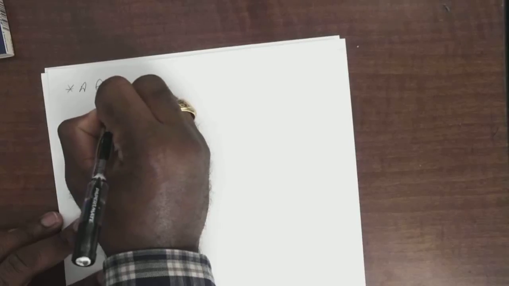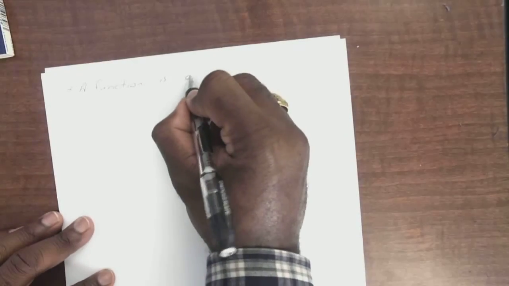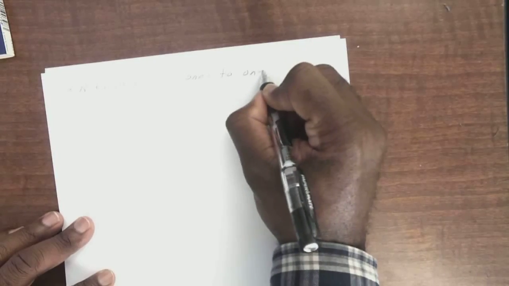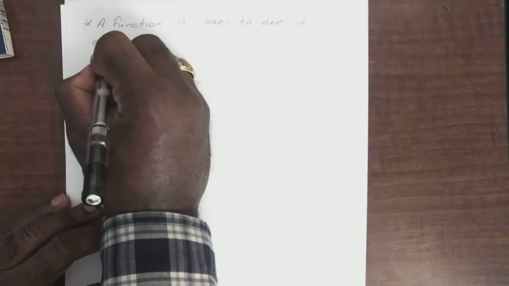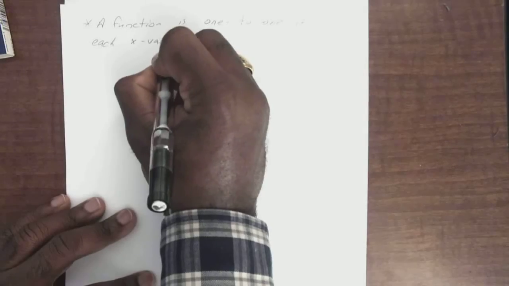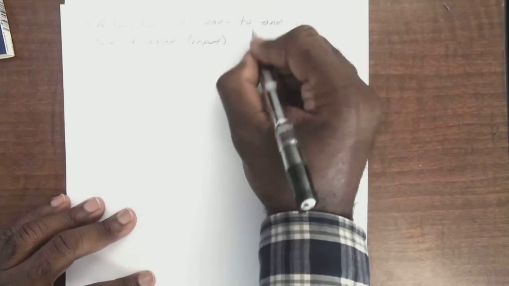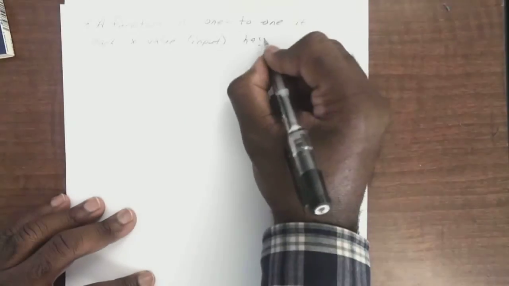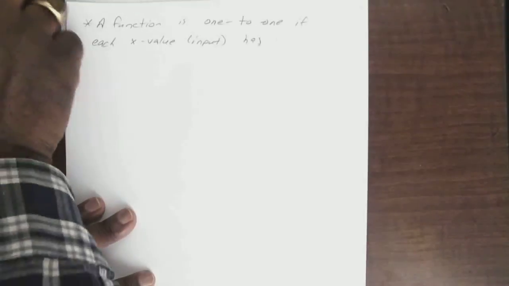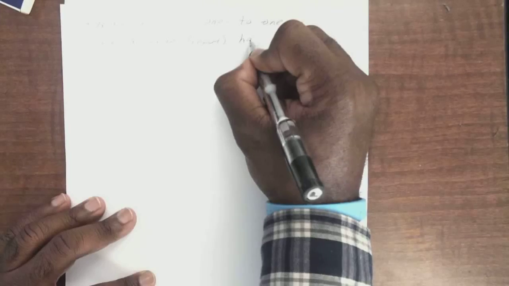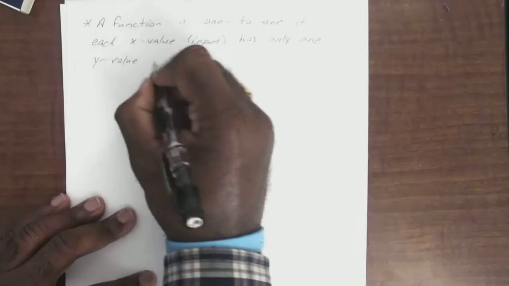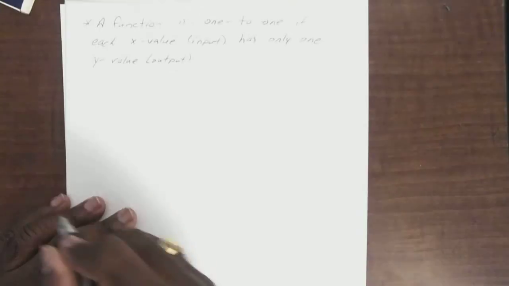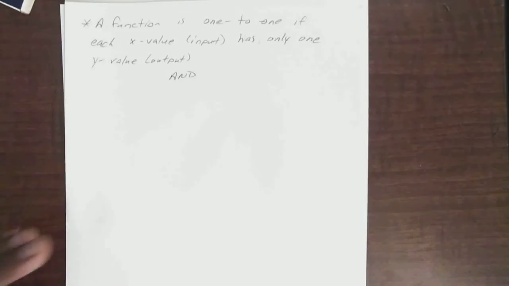Okay. So a function is one-to-one if each x value, or your input, corresponds to, has only one y value or output, and every y value has only one x value.